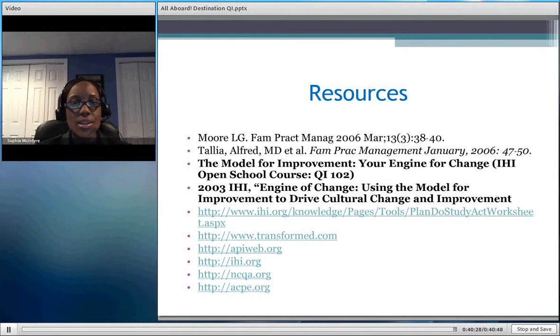And I've included my resources for quality improvement. So I guess the take-home message is, with quality improvement, it should be a shared responsibility. There should be constant monitoring, feedback, and fluid communication.